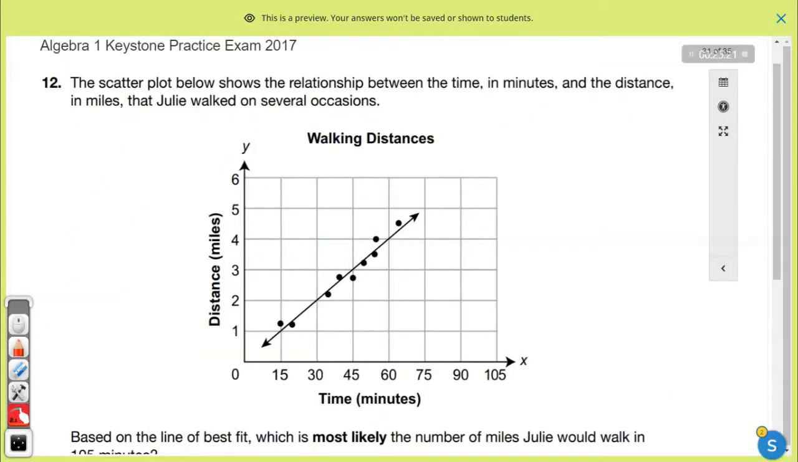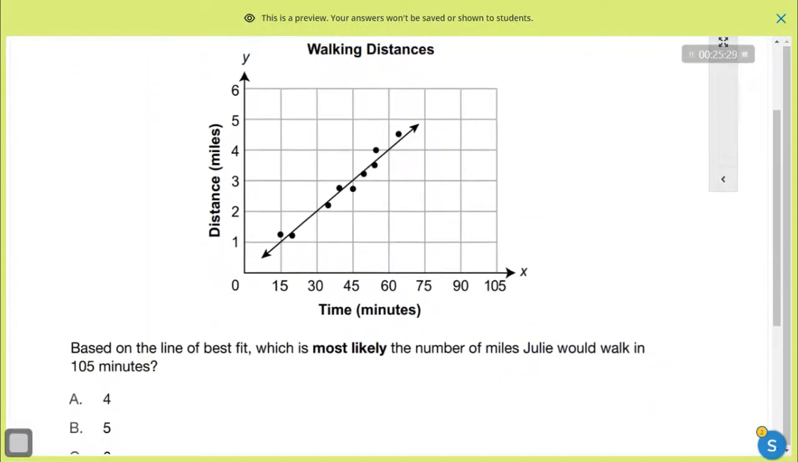Next question. The scatter plot below shows the relationship between the time in minutes and the distance in miles that Julie walked on several occasions. Thank you for that information. Based on the line of best fit, which is most likely the number of miles Julie would walk in 105 minutes? Now, they've given us a challenge because they did not extend our line of best fit up to 105. This is where we want to look. We're tracing it up here, and we notice it is not on our graph, and we see that the line is going to keep going. But let's take a look at what the line is doing.